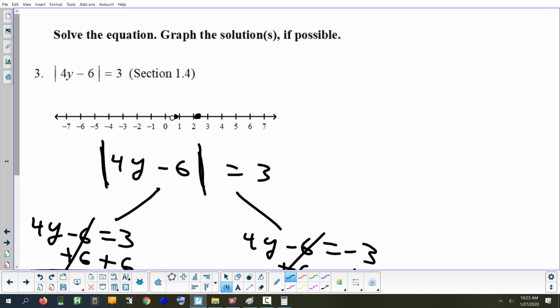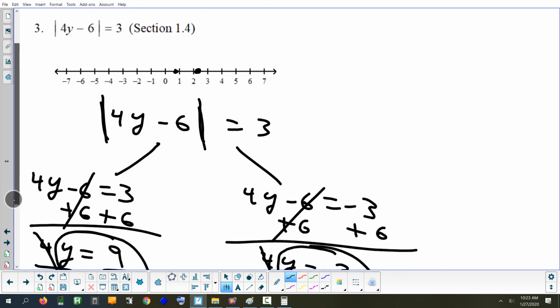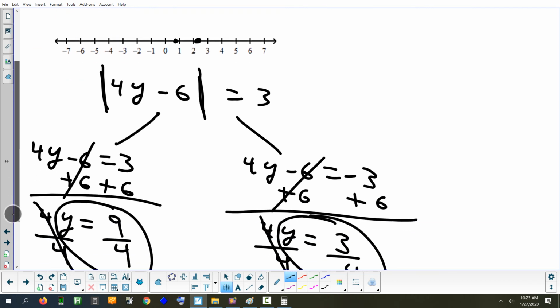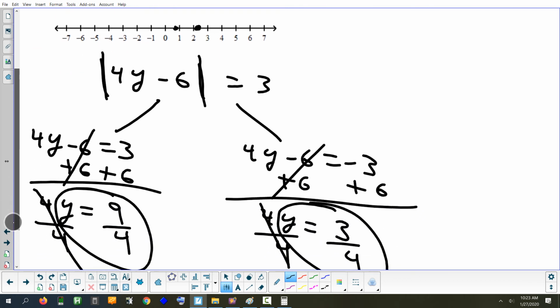So maybe like right about there. It doesn't have to be exact because it's a decimal. I'm just kind of looking at you got it in the right spot. Okay. Any questions on that one? All right, so that's solving an absolute value equation.